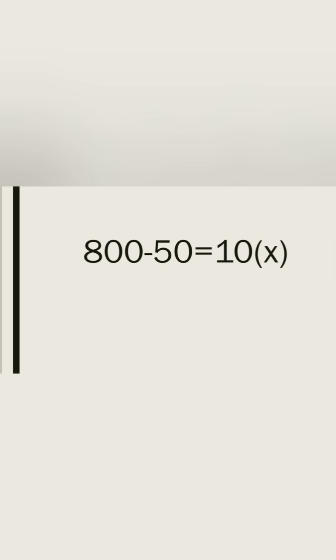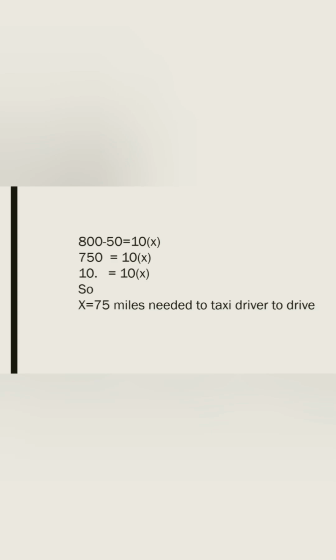Now let's solve. We have 800 minus 50 equals 10x. So 800 minus 50 is 750, equals 10x. First, let's divide both sides by 10 so the 10 can be cancelled. So x equals 75 since 750 divided by 10 is 75. So since it is 75, the taxi needs to drive 75 miles.